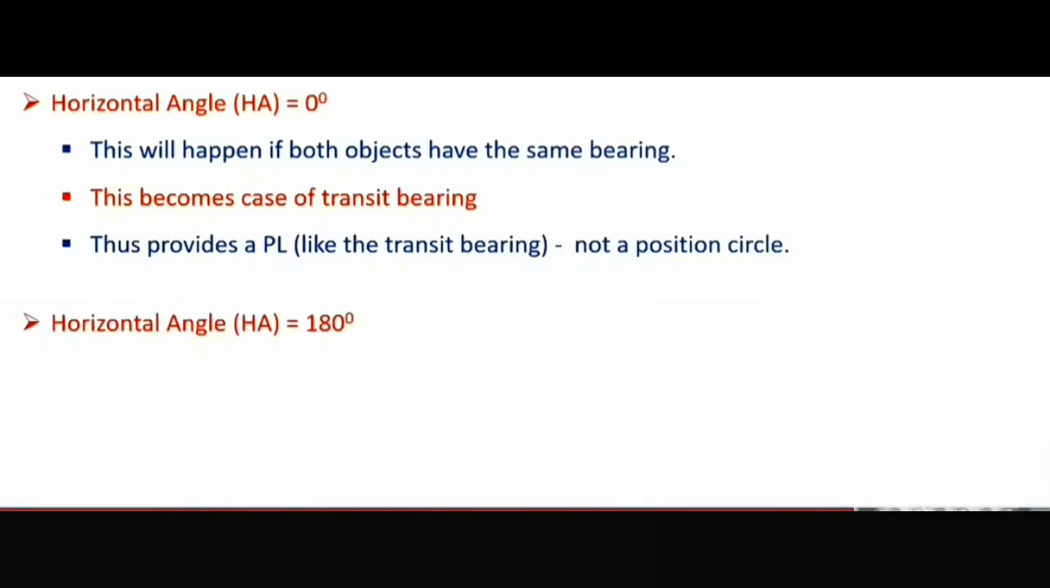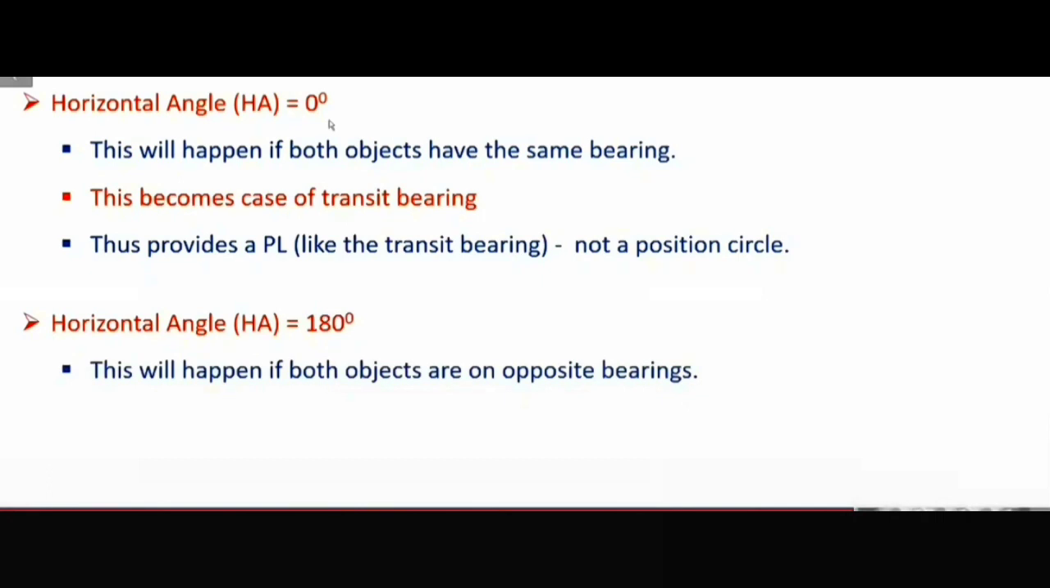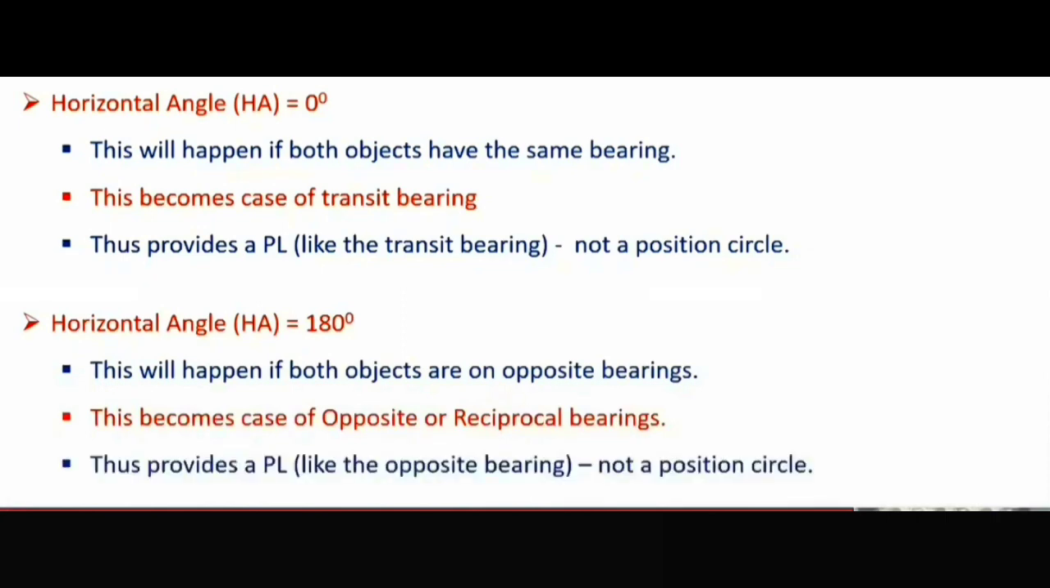Also, if the horizontal angle is 180 degrees, means the bearings are separated by 180 degrees. So horizontal angle 180 हो जाएगा तो क्या केस बनेगा? Opposite bearing. Very good, beta. It will be a case of opposite bearing. And the objects are on reciprocal bearing. This becomes a case of opposite or reciprocal bearings. In this case, we get a PL, which is the segment joining the two objects like opposite bearings and not a position circle.